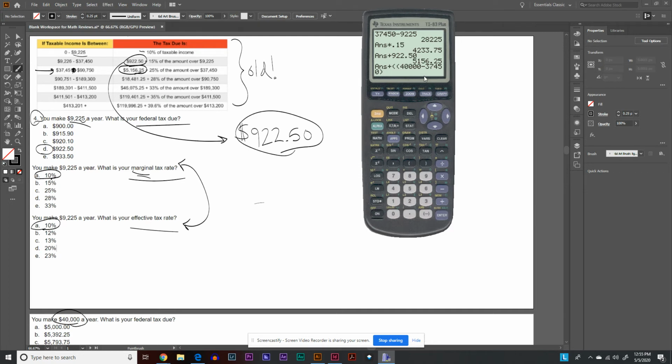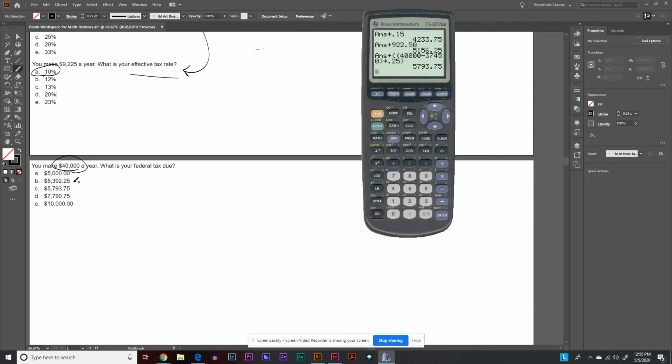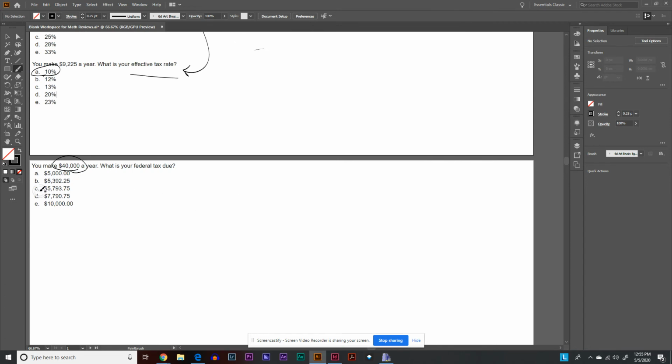Now you'll notice that I put that in parentheses. I now want to multiply that by 25% because we are now in the 25% bracket. I close up my second parentheses and I get $5,793.75. So let's go see if we can find that on our answer choices there. Yep, cool. $5,793.75, that matches up with everything that we just calculated. Awesome. So that is the federal tax due, right?